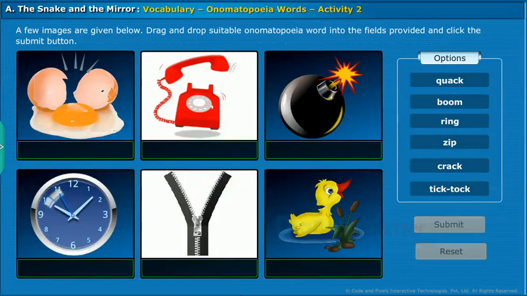Let us do an activity to understand onomatopoeia words better. A few images are given below. Drag and drop suitable onomatopoeia words into the fields provided and click the Submit button.